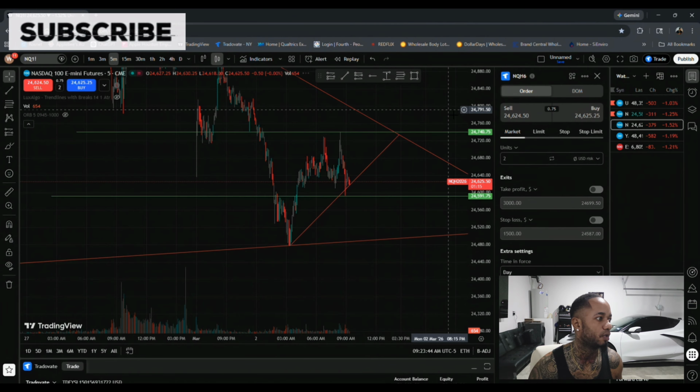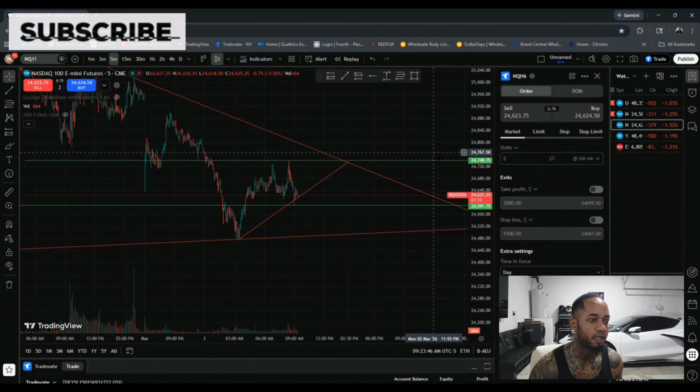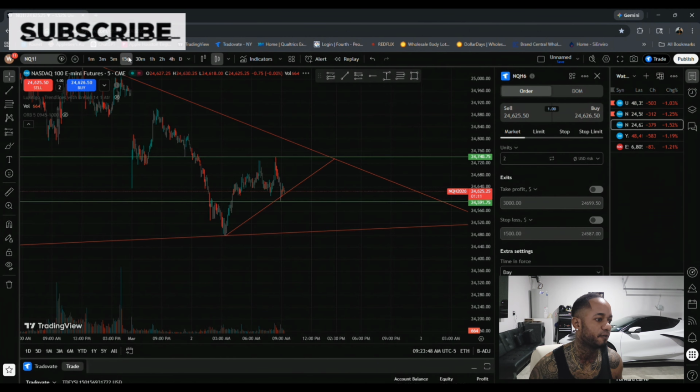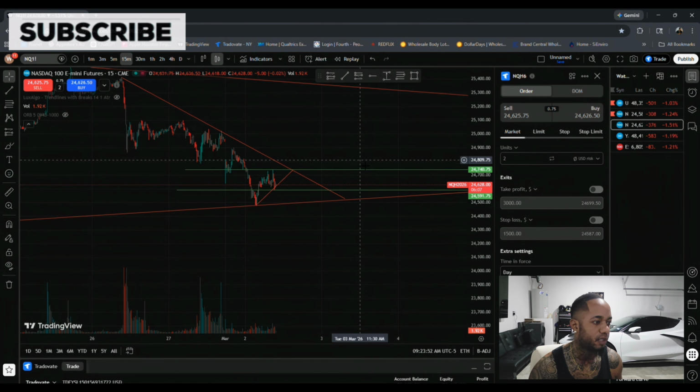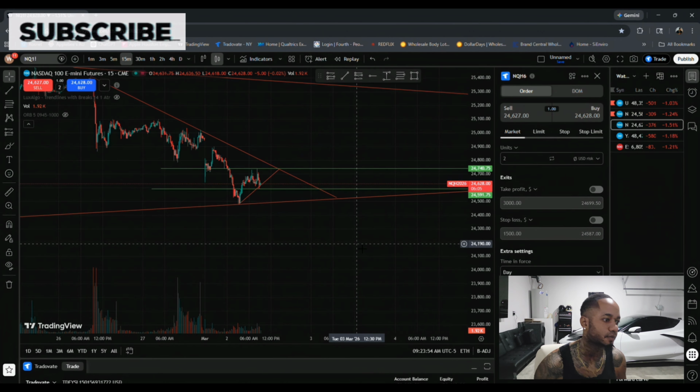So, got my charts drawn up. Let me go ahead and start recording this thing real quick. Support lines, we're on the 5 minute. I like to start the market on the 15 minute. Right now we are 7 minutes away from market open.